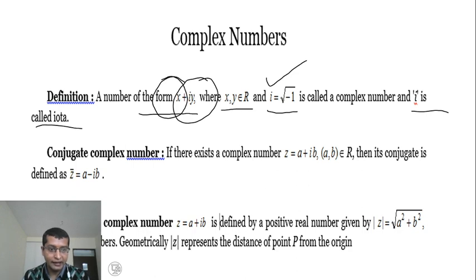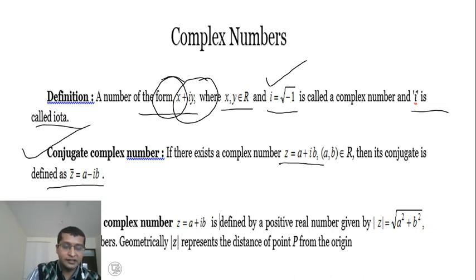Then we'll define the next definition, conjugate of a complex number. If there exists a complex number z equal to a plus ib, then its conjugate is denoted by z conjugate, equal to a minus ib. We have to change the plus i to a minus. Suppose z equal to x minus iy, then its conjugate is x plus iy. Like that, conjugate of a complex number is defined.